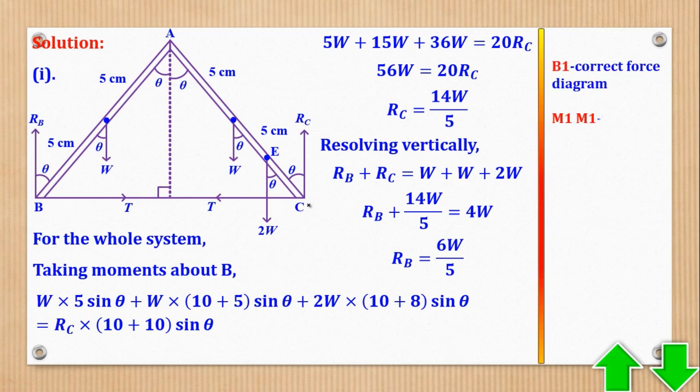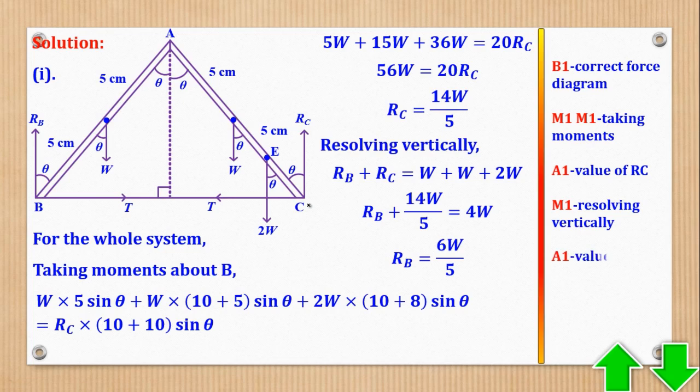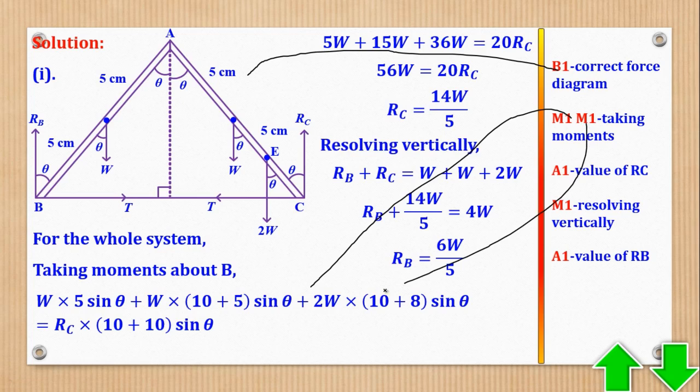Now let's see how marks can be awarded. So B1 for the correct force diagram, M1 for taking moments, and also M1 for taking another moment. So this is clockwise, the other one is anti-clockwise, and equating the two. Then A1 for the value of RC, M1 for resolving, and A1 for the value of RB.